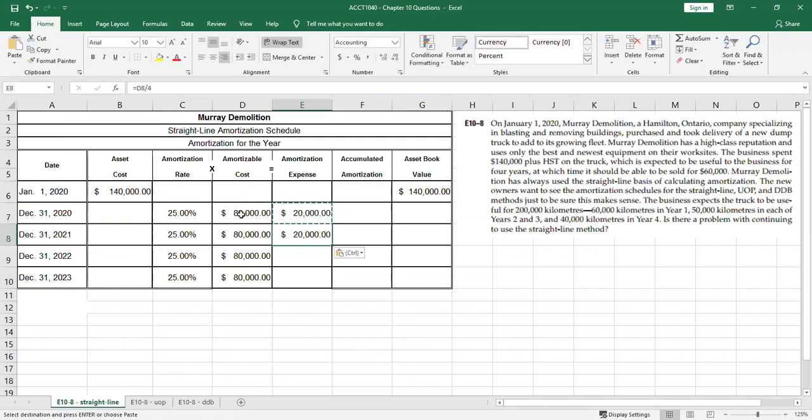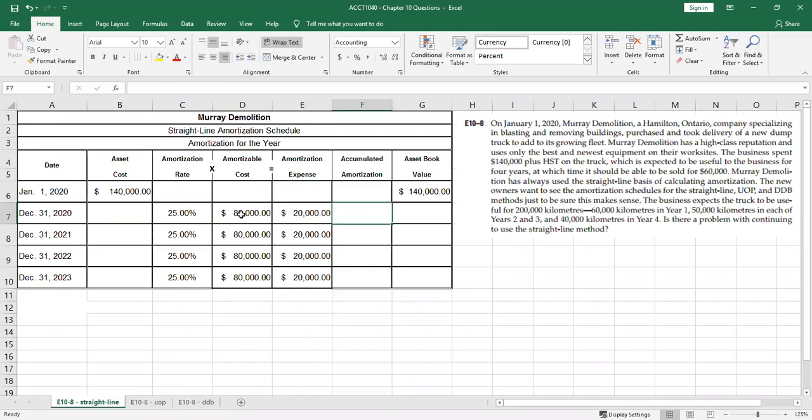And again, it may sound like a broken record, but this is also going to be the same for each of those 4 years because we're using the straight line method. So amortization rate, amortizable cost, and amortization expense are the same for each of the 4 years. Each year of its useful life, those figures will remain the same.